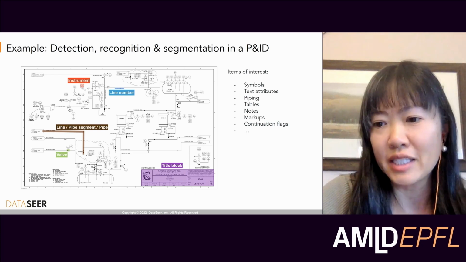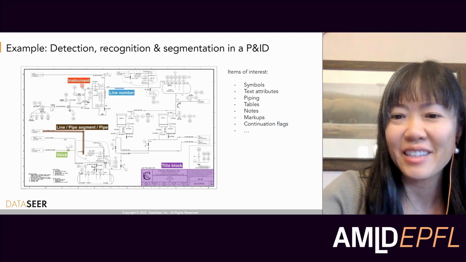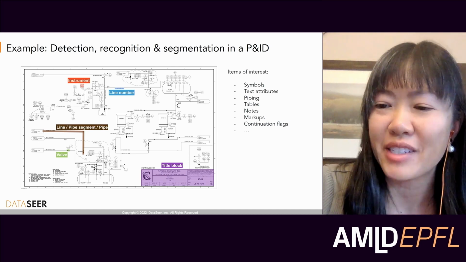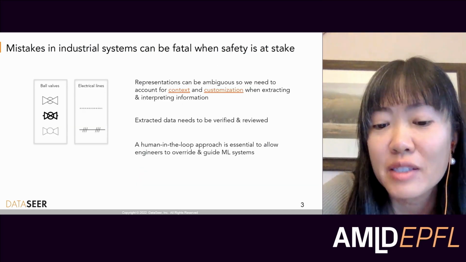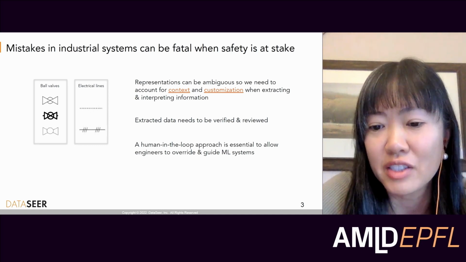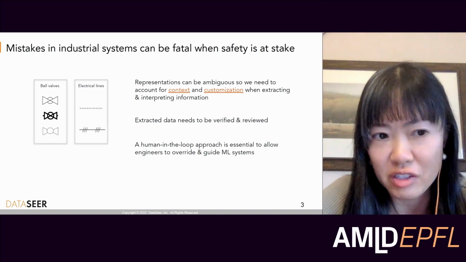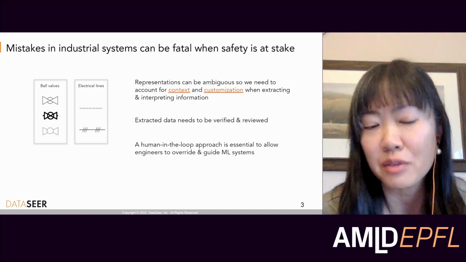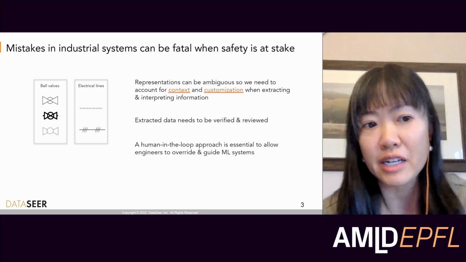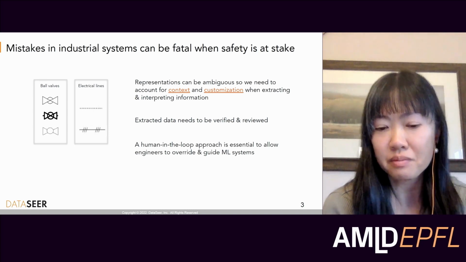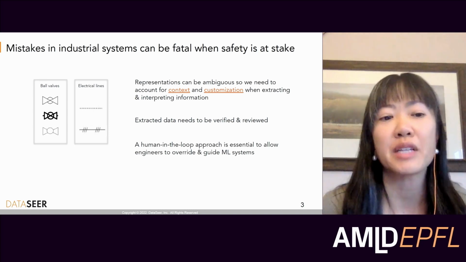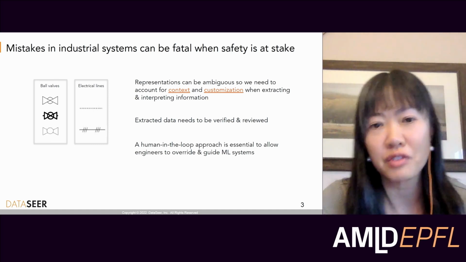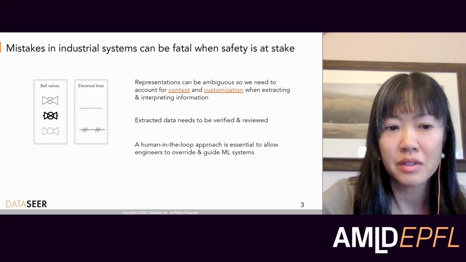In industrial systems, I went a page too fast. The previous slide basically talks about how in industrial systems, mistakes come at a high cost due to the safety critical nature of installations. Any kind of ambiguity needs to be interpreted and then resolved by a human engineer, who then carries responsibility for the work. To address this, we adopt a human-in-the-loop approach to allow engineer users to guide and override the ML tool.